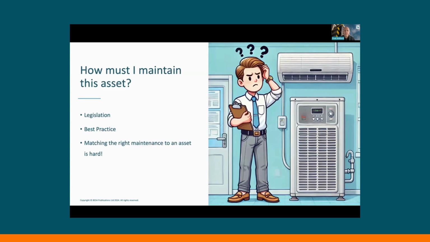Once we've got our asset information though, the next thing is how do we actually maintain this asset? What do we actually need to do to each individual asset? What must we do? What does legislation say we must do? What's a best practice? What's the things we absolutely have to do to make sure this asset's good quality and it's maintained, we're prolonging its useful life, but we're also doing the things that absolutely must be done.